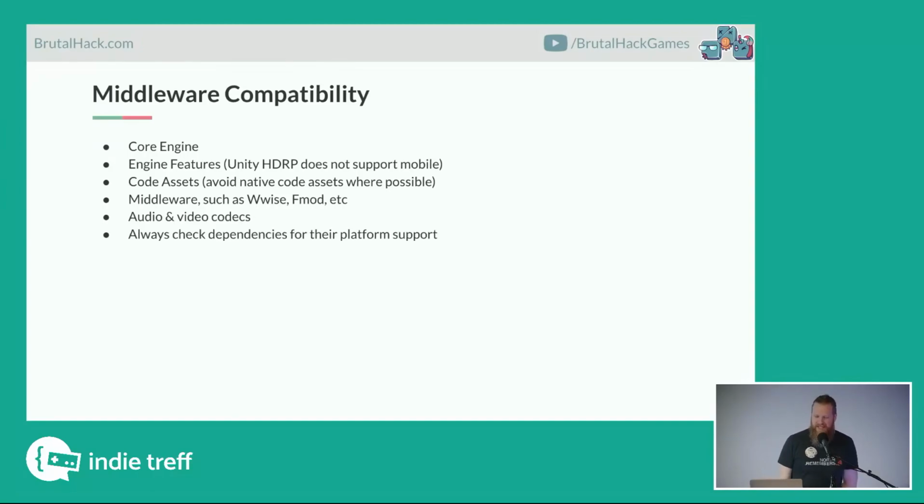If you get any assets, any extra middleware, what platforms do they support? Video and audio codecs, I just said that. Always check any dependencies of any kind for platform support. And graphics APIs. Many engines like Unreal and Unity have their native way of writing shaders, but for Unity, for example, you can write OpenGL shaders. These just won't work on specific consoles, or they won't work on Mac and stuff like that. So that's also something to be aware of.